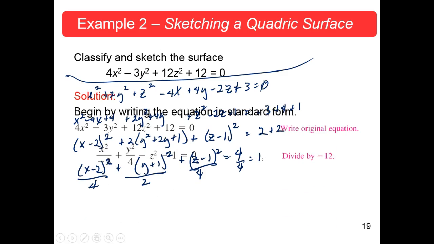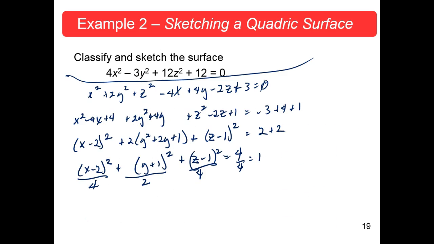Anyone want to make a guess at what this form is? Anyone? Notice all the signs are pluses in front of the terms. So they were up there, they still are. Say again? Ellipsoid, you're absolutely right. If this was not there, this is an ellipse. If this is not there, that's an ellipse. If this is not there, that's an ellipse. Everything's an ellipse in every trace.